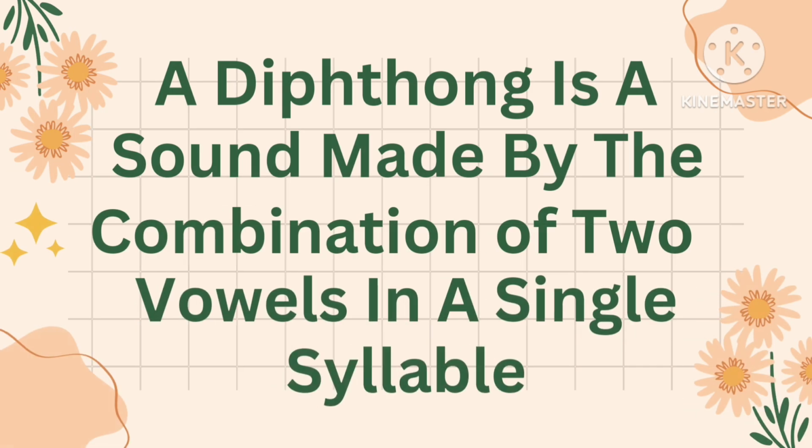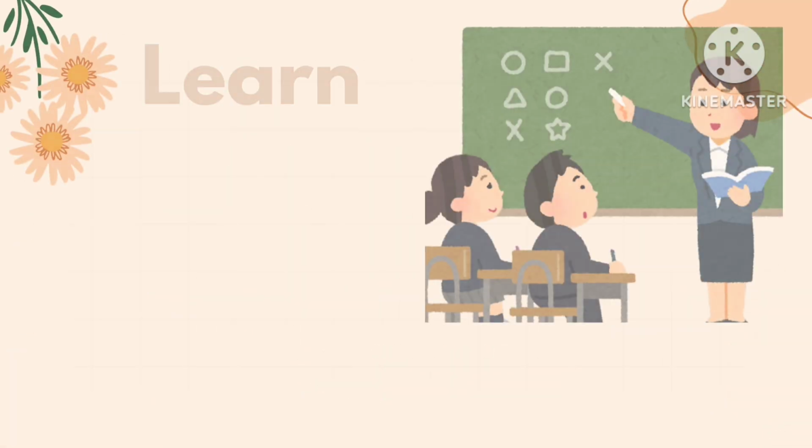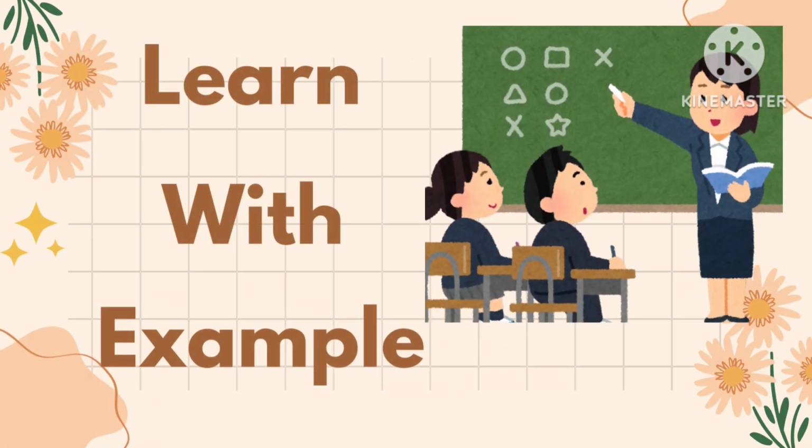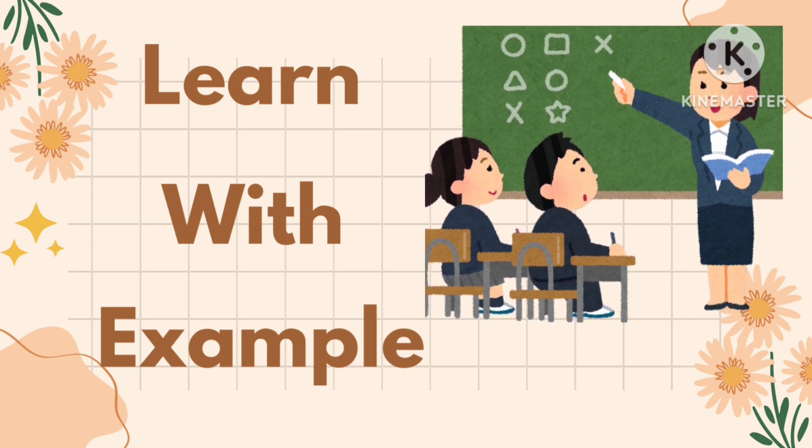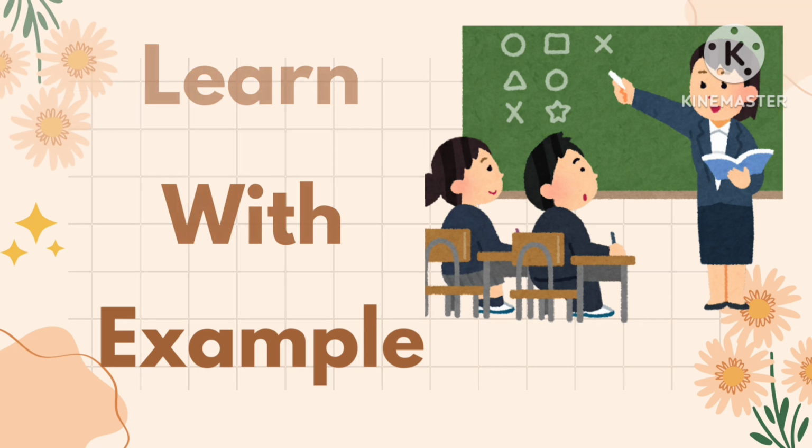First, let's understand what are diphthongs. A diphthong is a sound made by the combination of two vowels in a single syllable. I will read each example twice. You can pause the video, pronounce the word by yourself, and then play again. Let's begin.